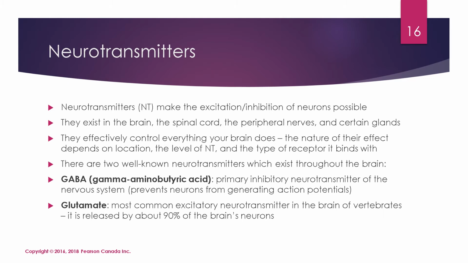And then we have glutamate, which on the other hand is the most common excitatory neurotransmitter in the brain of vertebrates. And we are vertebrates. Vertebrates mean having a backbone. So it is released by about 90% of our brain's neurons. So obviously very, very prevalent and common in the brain. And so it is the primary excitatory neurotransmitter that we have within our nervous system.